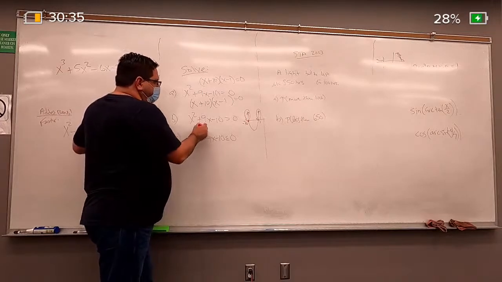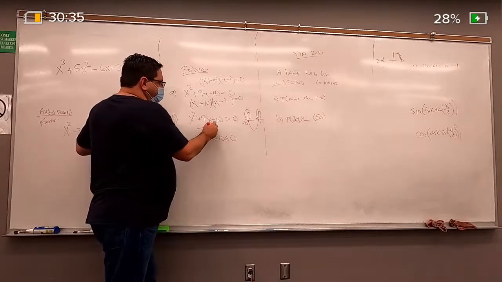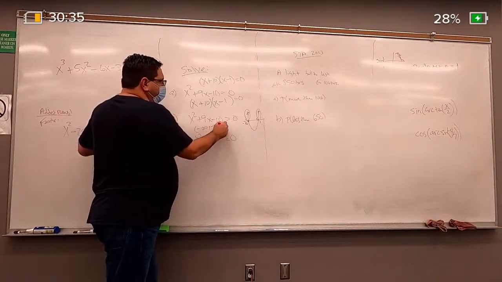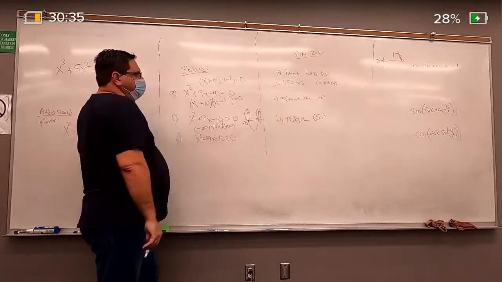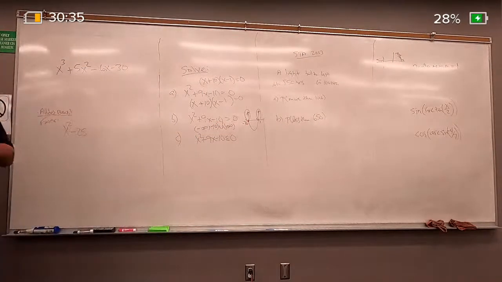So this is negative infinity to negative 10, union 1 to infinity. All right.